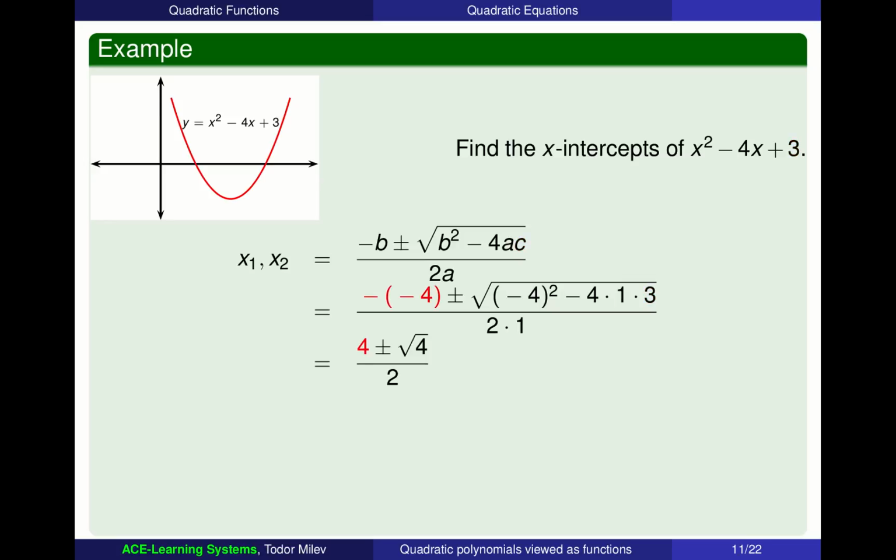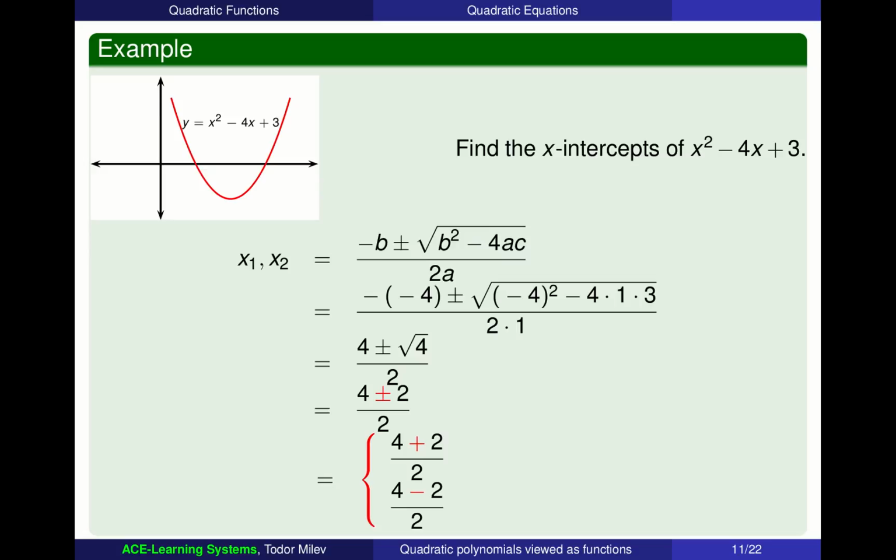Now, minus 4 is plus 4. Minus 4 squared minus 4 times 1 times 3, what's that equal to? Minus 4 squared is 16. 4 times 1 times 3 is 12. So I'm having radical of 16 minus 12, which is radical of 4. So 4 plus or minus radical of 4 over 2. Radical of 4 equals 2. So I'm getting 4 plus or minus 2 over 2, so that is 4 plus 2 over 2 or 4 minus 2 over 2.